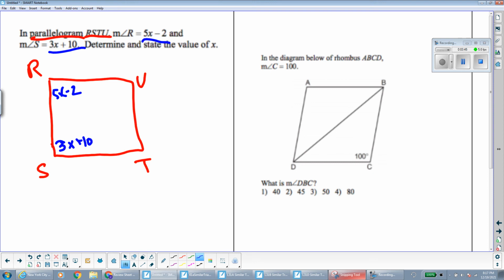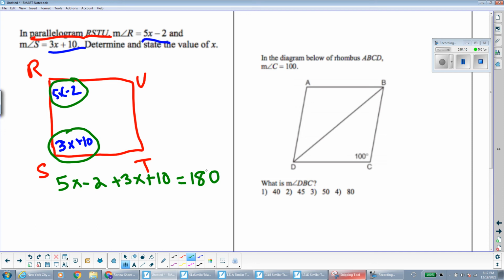In order to do this, I'm going to use the fact that in a parallelogram, consecutive angles are supplementary. These 2 angles, R and S, are consecutive angles because they are right next to each other. They come one right after the other in the parallelogram. Anytime we have 2 consecutive angles in a parallelogram, we know that they add up to 180 degrees. So I'm making an equation that says if I add the 2 angles together, I get 180 degrees.